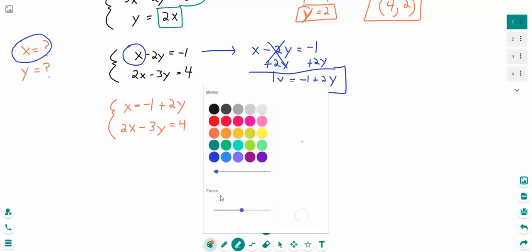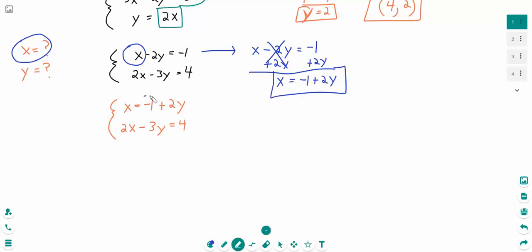Now I'm just going to take what I know, this negative 1 plus 2y, and plug that in for this x in the second equation, and then solve for y. So let's do that. We're going to substitute that in. So we have a 2, which I'm getting from here, the second equation, a 2x, but we know that x is equal to, and I'm going to put this in parentheses, very important, negative 1 plus 2y, that's the x, right here.